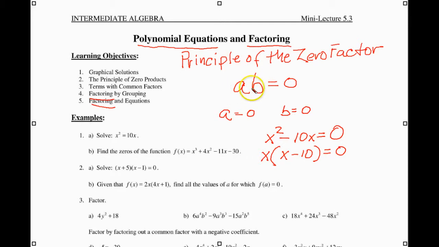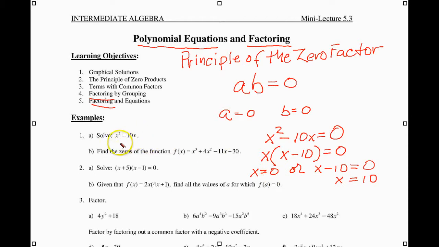Now I have two factors. I have x, in a sense, could be my a, and x minus 10 can be my b. So the rule then is to take each of these factors and equate it to 0. X equals 0, or, and I usually put that in there, x minus 10 equals 0. So here, this is already solved. We're saying that x could equal 0, or x minus 10 could equal 0. But I have to solve. What would x be here? Well, x here would be a 10.